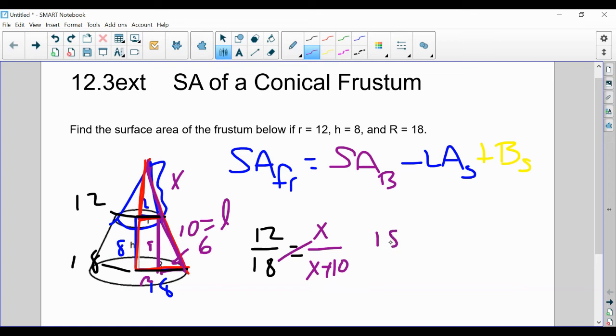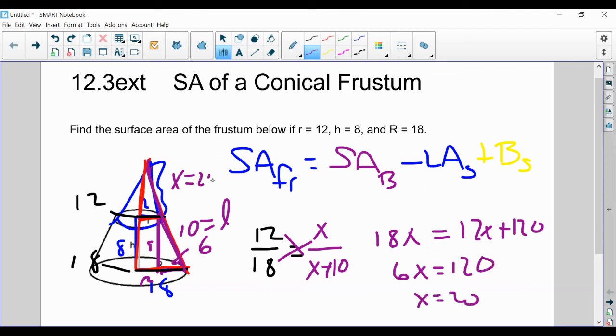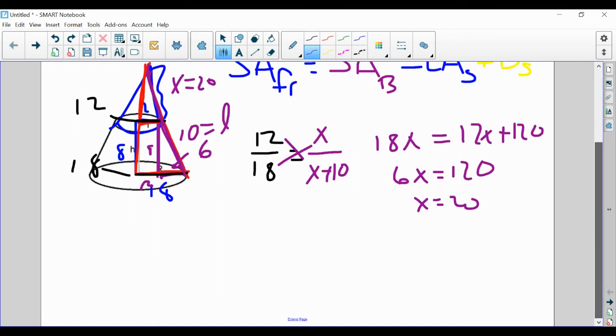Now, if I try to solve for x, let's go ahead and do that. So I'm getting 18x is equal to 12x plus 120. That means that 6x is 120, so x is 20. So 20 is the slant height of the smaller cone, which means that the slant height of the larger cone is 30. Now I believe I'm ready to find the surface area of the large cone.